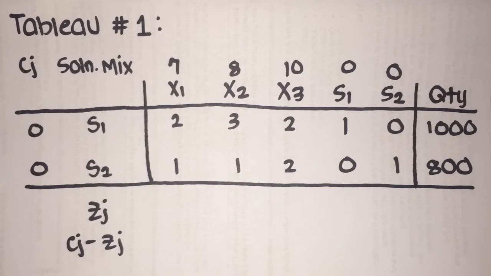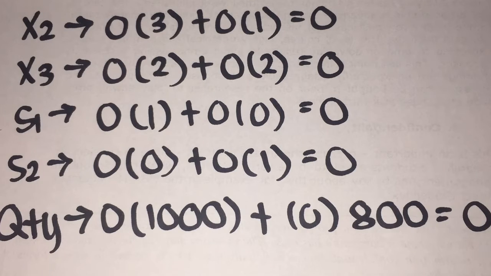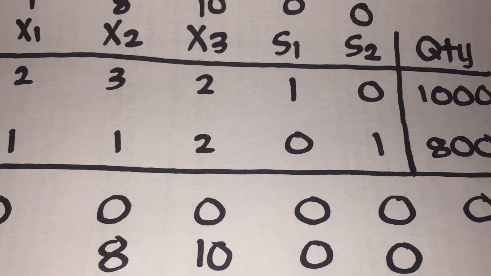Zj is Cj multiplied by our basic variable coefficient values. Zj for x1 is 0 times 2 plus 0 times 1, which is equal to 0. In the same way, all values for Zj are 0 plus 0 times 1, equal to 0. Now for the Cj minus Zj, 7 minus 0 is equal to 7, 8 minus 0 is equal to 8.